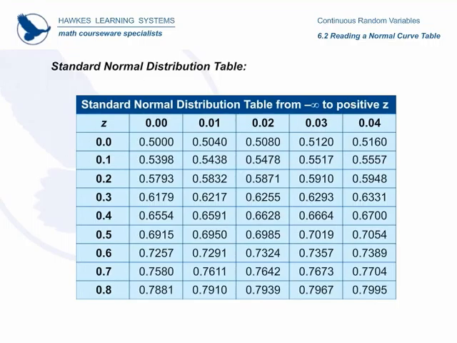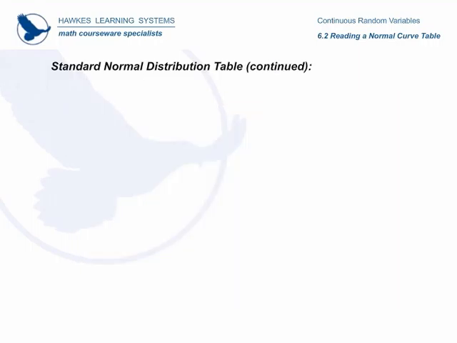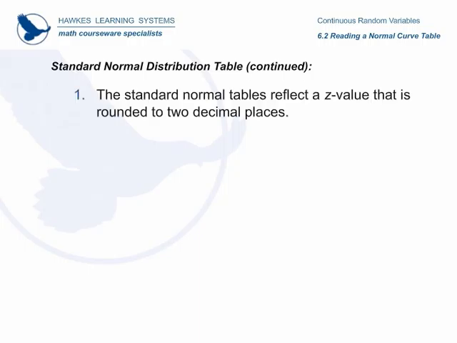And where our vertical and horizontal rows and columns intersect, we have values. For example, on our z column at 0.0 and across horizontally at 0.00, we see the value of 0.5000. Let's continue on taking a look at the standard normal distribution table.